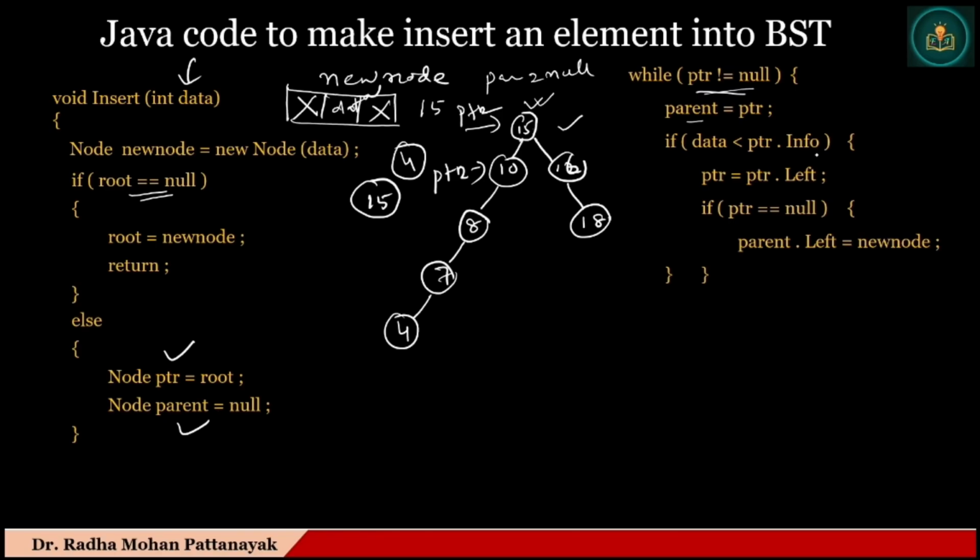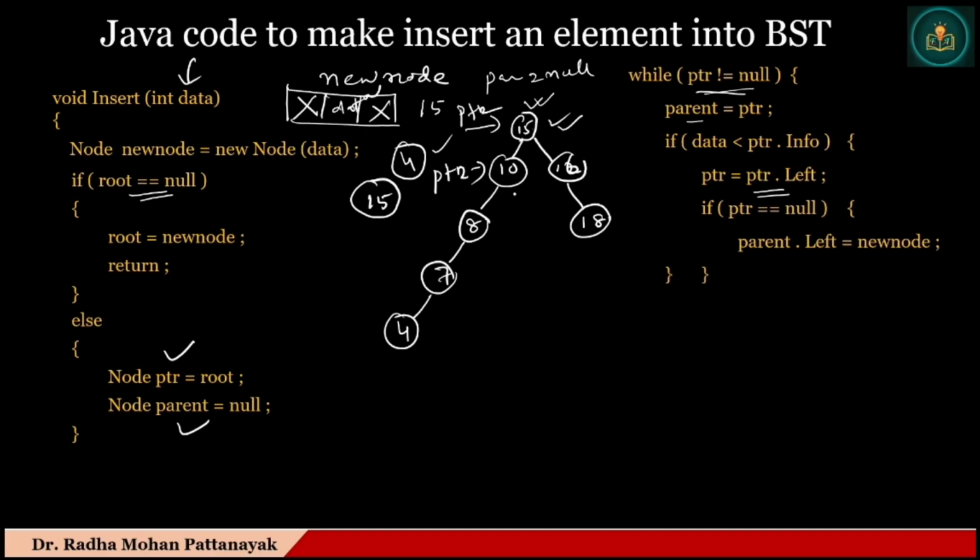If data less than ptr.info. Data means what? Your inserted item. What is ptr.info? ptr.info is the information part of the node where you are searching. Clear? So here in the first case, ptr.info equal to how much? 15. So data equal to how much? Let's say 4. What will you do? 4 is less than 15. You confirm that you need to move to the left side of the node. Why? Because 4 is less than 15. So how will you move? What is the procedure? You need to increment the PTR to the left side address. How will you increment? By writing PTR equal to PTR.left. Now PTR equal to how much? PTR equal to now the address of 10.